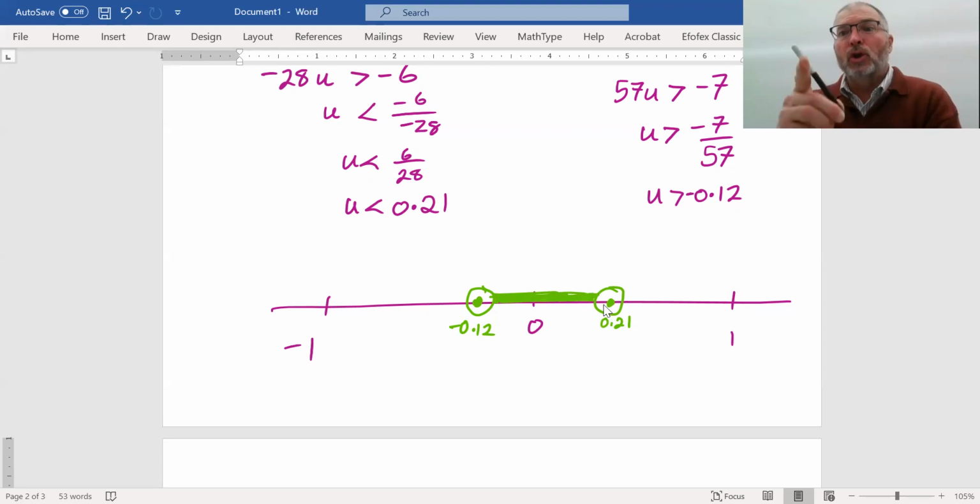But wait, U is a whole number. For this to all work, U is a whole number. Can you see a whole number that lies in between negative 0.12 and 0.21? Yes, you can. The number is 0. Now, wait, you're saying that's not a positive whole number? It's got to be positive. 0 is not positive. I understand that hesitancy, but that's just the number U. U can be any integer. It could be negative, I don't care. What I want to be positive is X and Y.